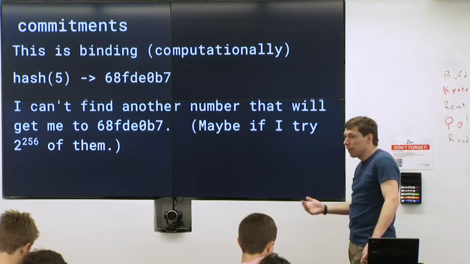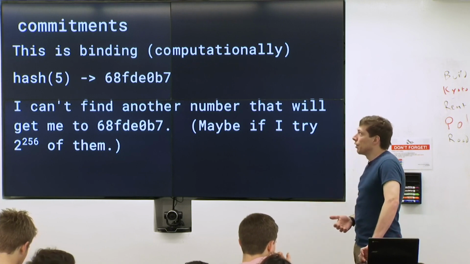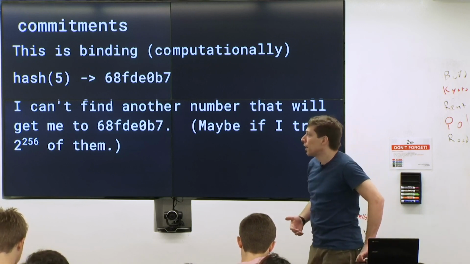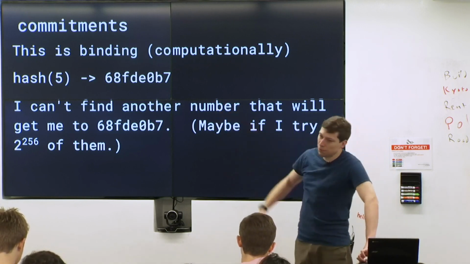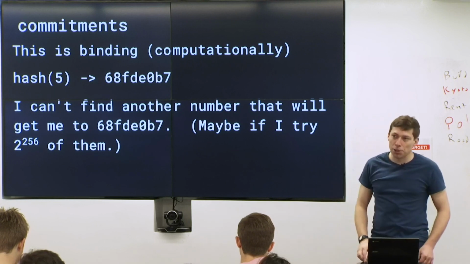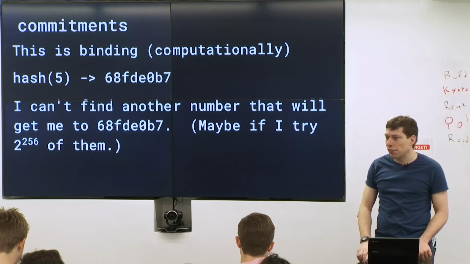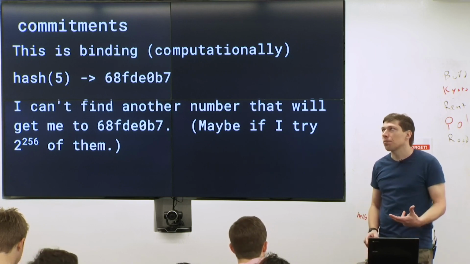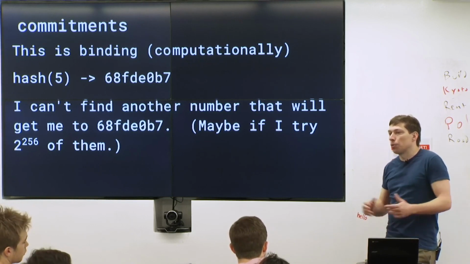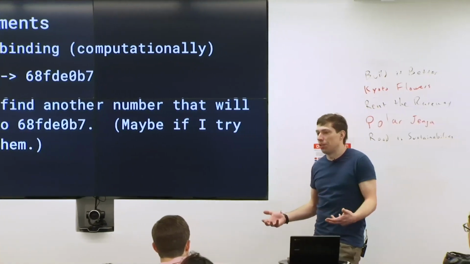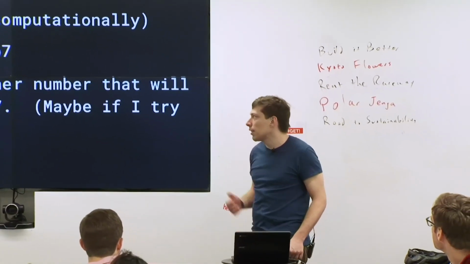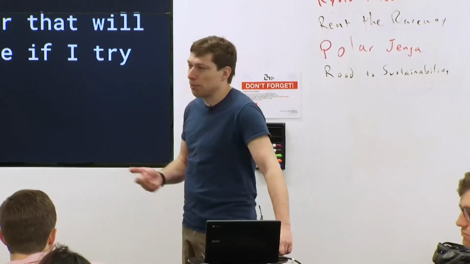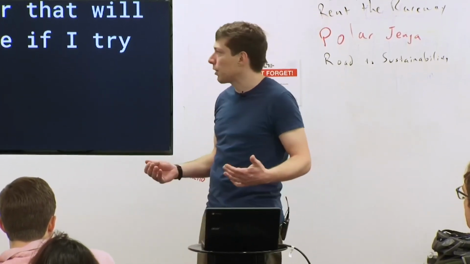If I had some amazing computer that could perform infinite calculation, I could actually find a collision. So there's the distinction between computationally and information theoretically. Information theoretically is stronger, where even if I had the most powerful computer, I still couldn't do this. Whereas in this case, it's computationally binding. Computationally is good enough. Everything in Bitcoin, everything in all these systems, is already basically computational.